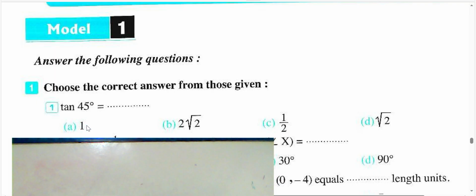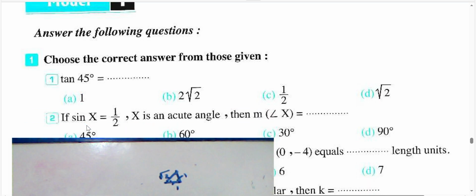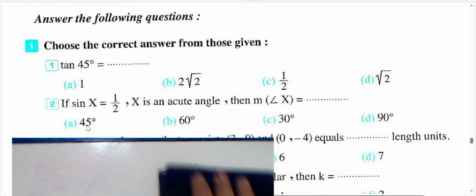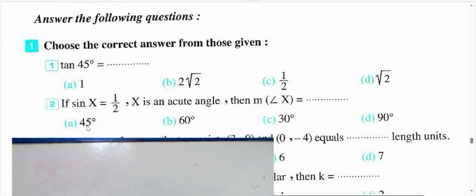We have a right angle triangle and also isosceles, two sides equal. We have here 1 and 1 and the hypotenuse will be root 2. The angle here is 45. Tan 45 equals opposite over adjacent, 1 over 1. The result will be 1. Letter A.